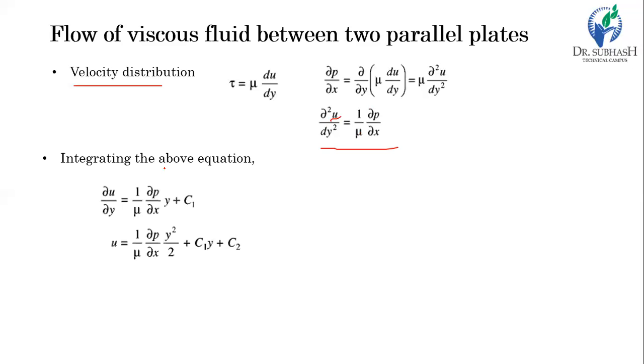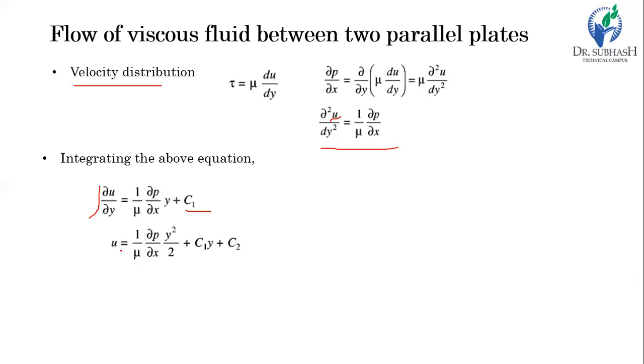So integrating the above equation, we get the value by the first integration, and this is without limit. So, unlimited integration, we have to consider one constant of integration, which is c1. But here again, we get the velocity in terms of del u by dy, which is in differentiation form. So to get the exact value of velocity, we have to integrate this equation again.